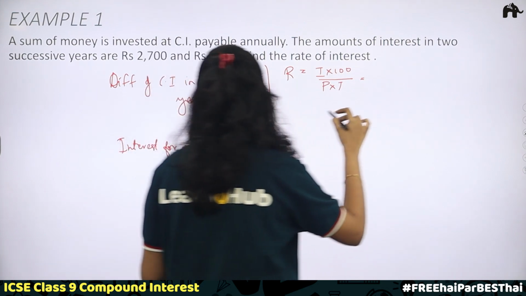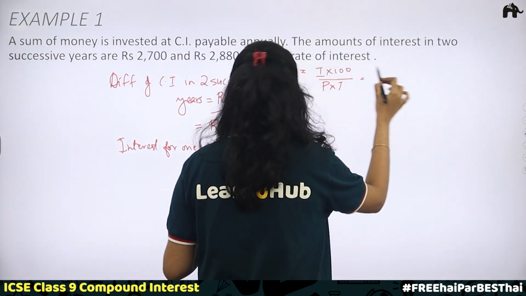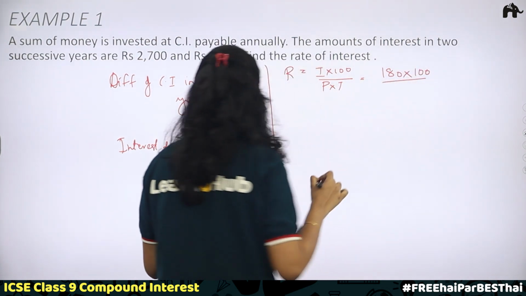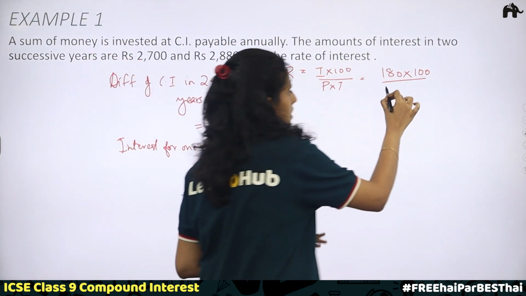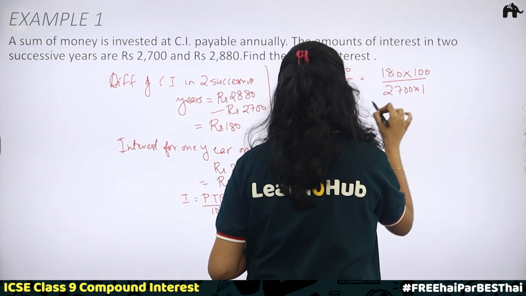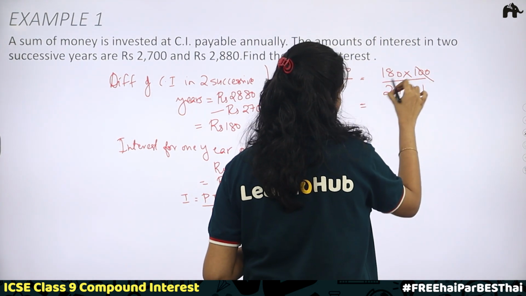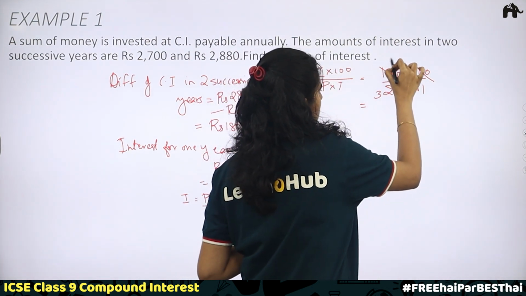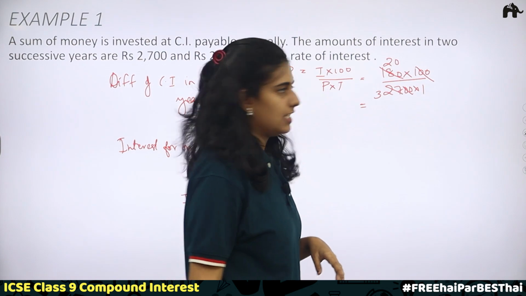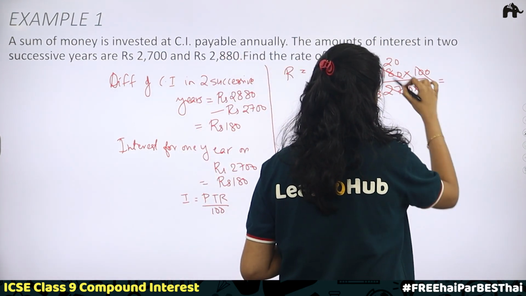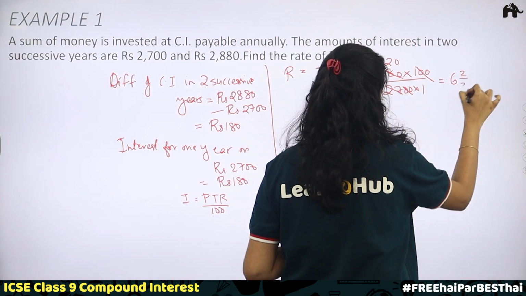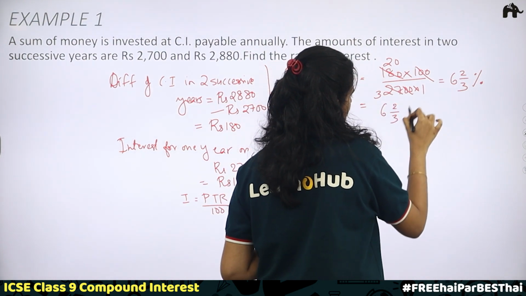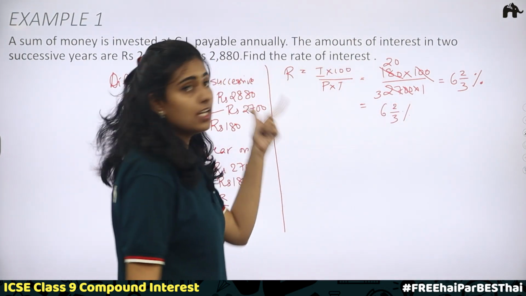Here the interest is 180, so 180 into 100 divided by the principal. We are taking 2,700. 2,700 is the principal. Time will be equal to 1 year. Cancelling 27, 9 into 3 is 27, 9 into 20 is 180. So 20 divided by 3, you will be getting 62 by 3 percentage. 62 by 3 percentage is the rate of interest. This is how you can find the rate of interest.